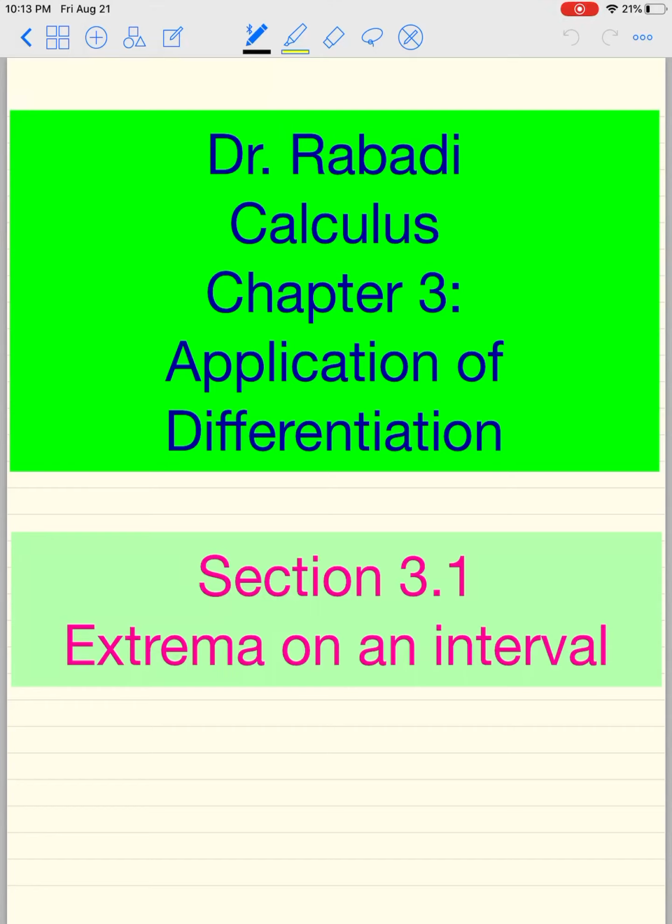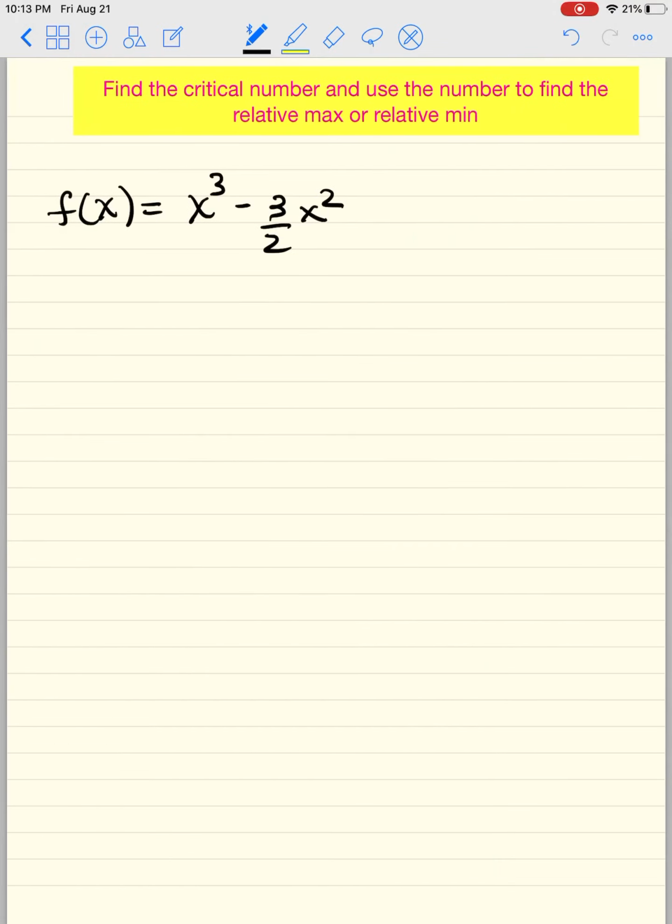Hey guys, welcome back. We are going to try two more examples on how to find the max and or the min, if any, on a function. In this case, I said find the critical number or numbers and use the number to find the relative max or relative min. I don't need to tell you to find the critical number. That's the first thing that we do when we're looking for maxes and mins.